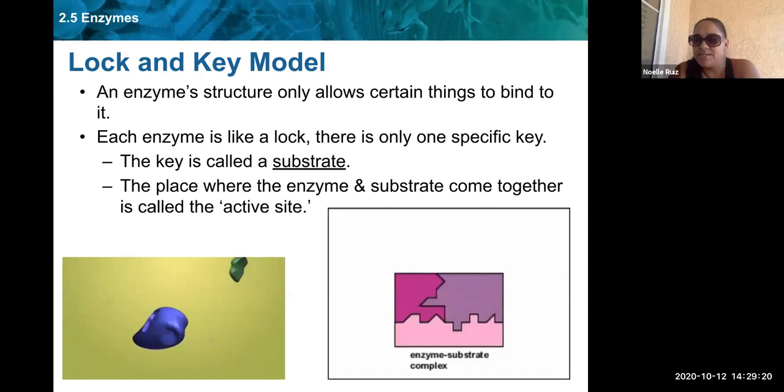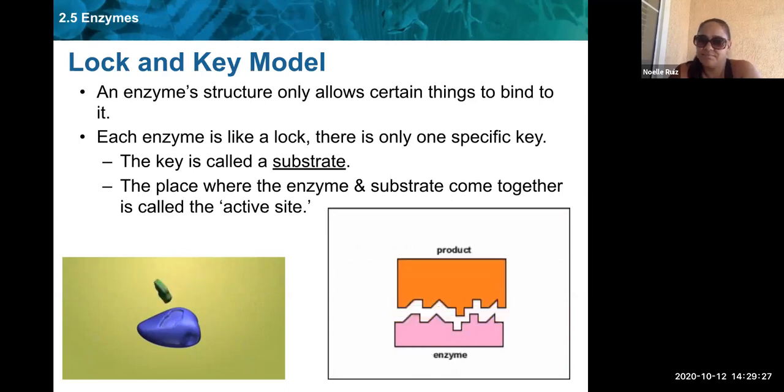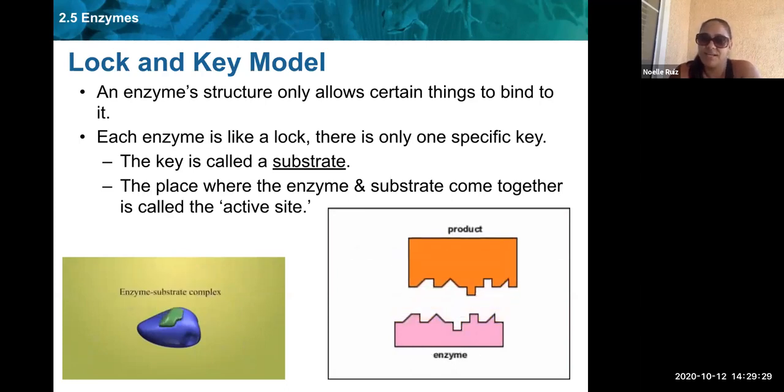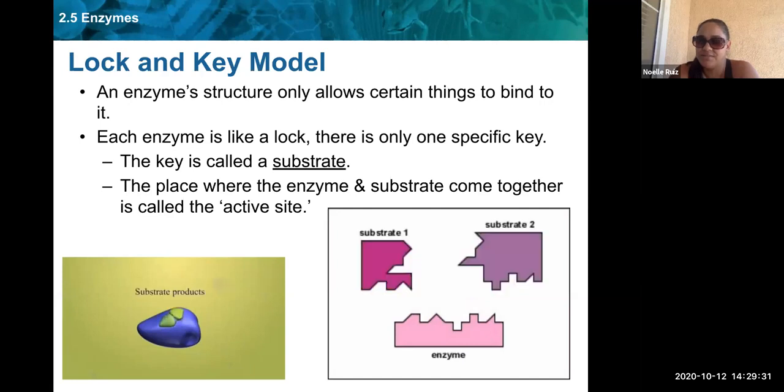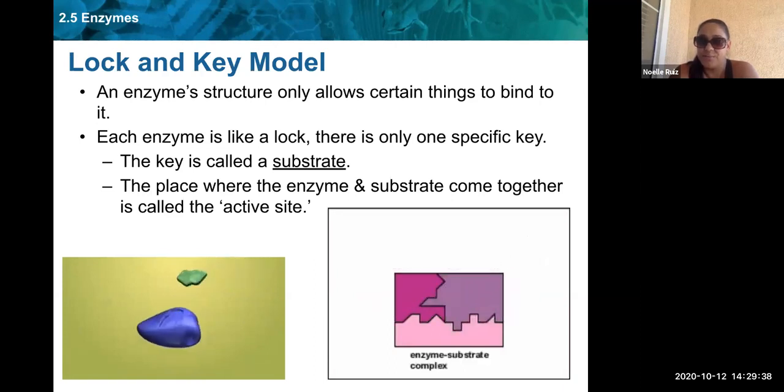To describe how enzymes look and how they work and how they fit together, scientists have come up with a model. We call it the lock and key model. An enzyme structure only allows certain things to bind to it. Just like a lock and a key, if you have a key to your house and you try to use it on your neighbor's house, it's not going to work. Your key will only work on your house.